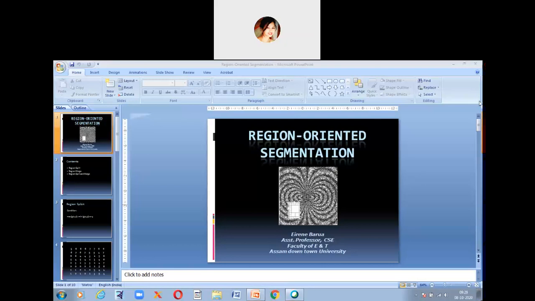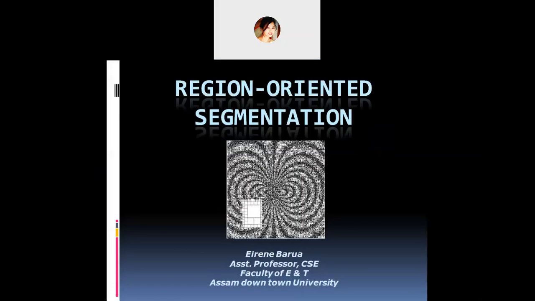So what we understand by region oriented segmentation is we have three types in it. Okay, let's start. Region split, region merge, region split and merge. Before that we also have the technique of region growing. Region growing is also another technique. It is nothing but a region based image segmentation method.